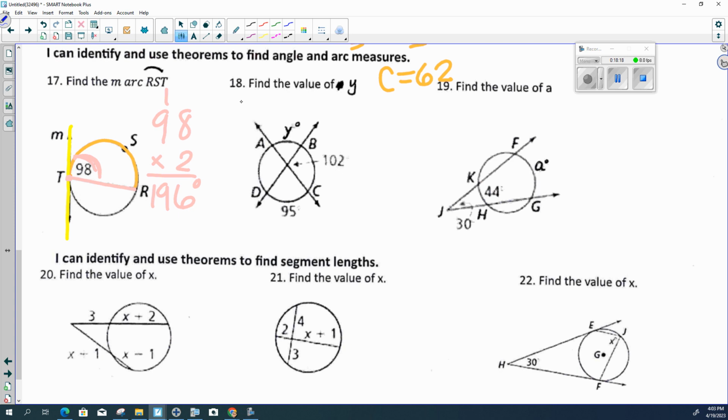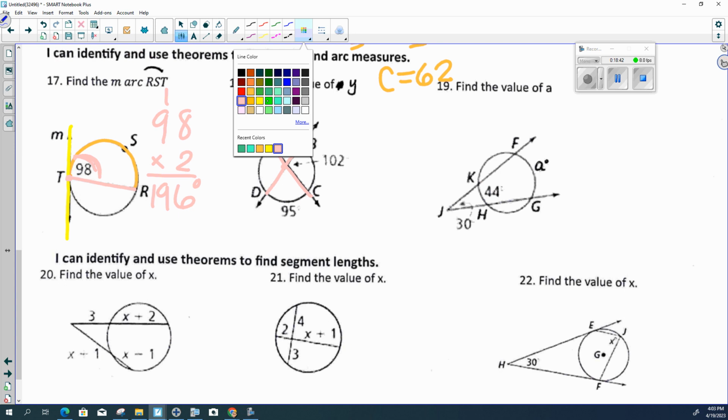Find the value of y. Okay, so this is a different picture. Angles inside a circle theorem. If two chords intersect inside a circle, these are two chords, they did intersect inside the circle, then the measure of each angle is 1/2 the sum of the measure of the arcs. So I'm looking here at this arc and this arc.